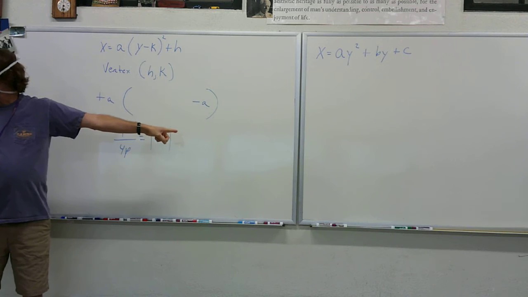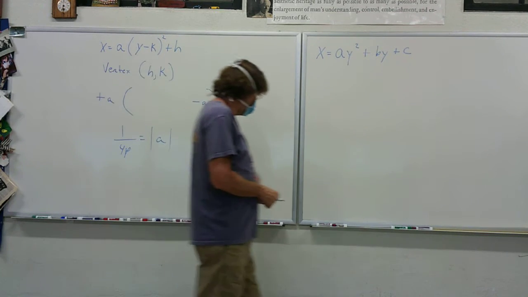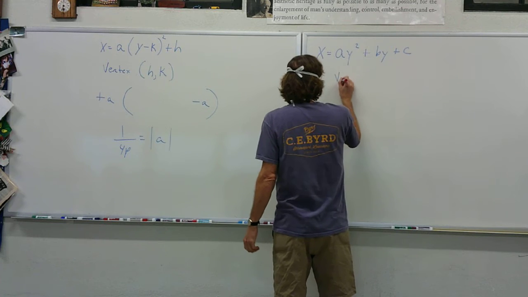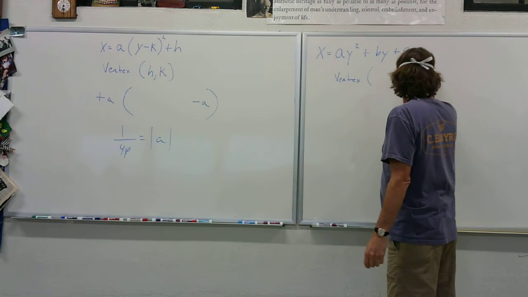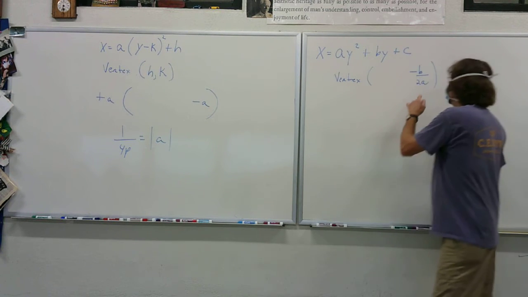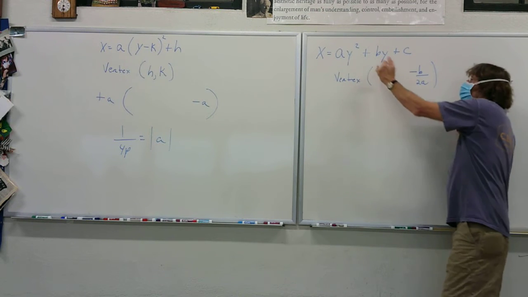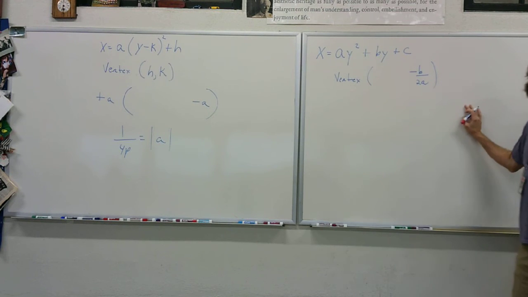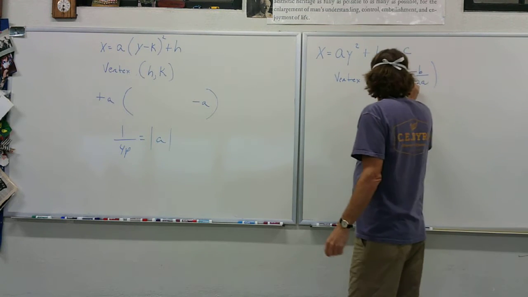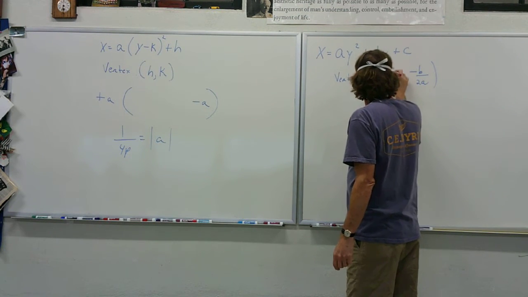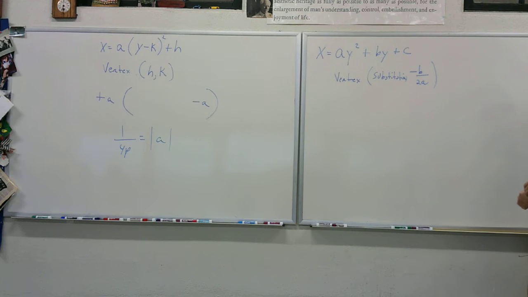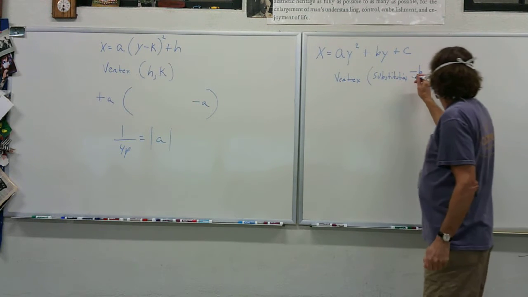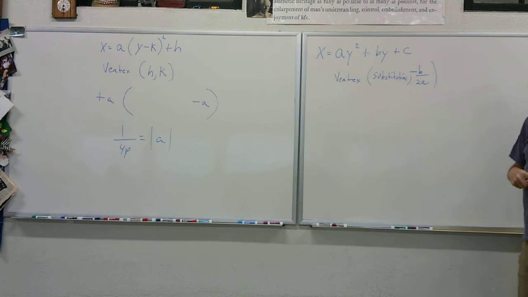Now, when you're working this one, the vertex is still going to use the minus b over 2a, except now the minus b over 2a is going to find your y value. Because look at your a and your b. They're all associated with the what? Y. And then you will use substitution to find your x. So the minus b over 2a, just remember, that's going to be a y value now. Now, I don't need to rewrite the rest of the information because it's all the same.